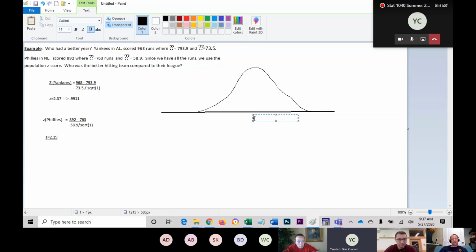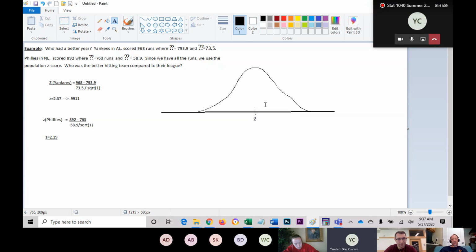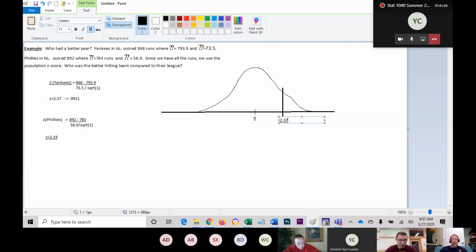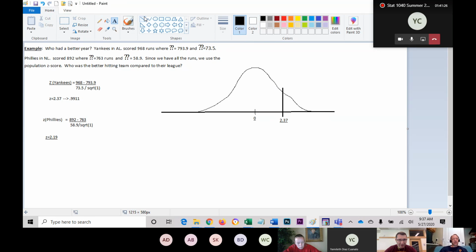Is it 0? 0. It is 0. Okay. And so if we draw this on here, the Yankees are at 2.37, and the Phillies are very close, but they're not quite as high. They're at 2.19.